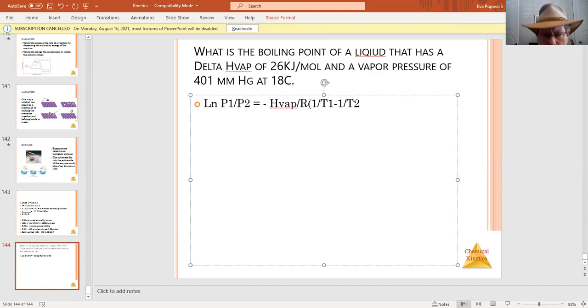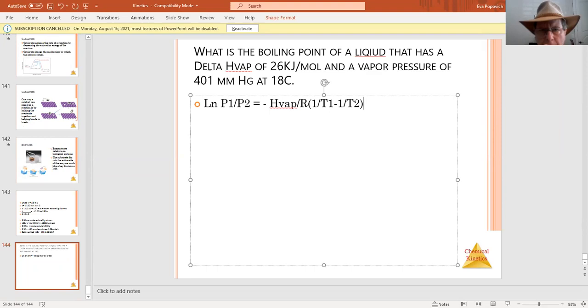Can I stop you right there? Go for it. So the same equation can be used as LN P2 over P1 equals negative H of vaporization over R, but we'd have to switch the 1 over T2. Okay, perfect. It's just a mathematical manipulation. Both of them will lead you to the same answer.